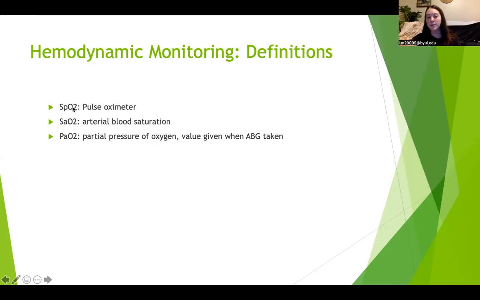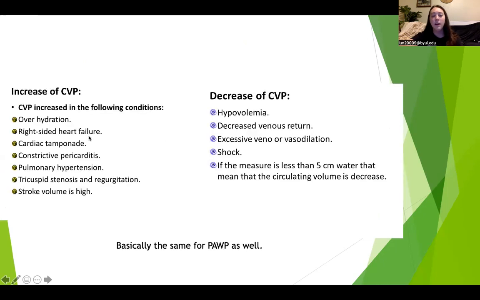Okay, and then SpO2, it should be above like 95-ish. All right, so these are some reasons why CVP would increase or decrease. CVP increased could happen because of overhydration. Whenever you think increase, just think there's way too much volume in the body. So overhydration, right-sided heart failure, which, remember, right-sided heart failure causes backup into the systemic system. That would explain why there's edema and extra fluid in the body.